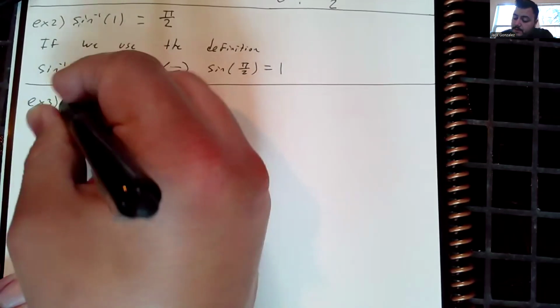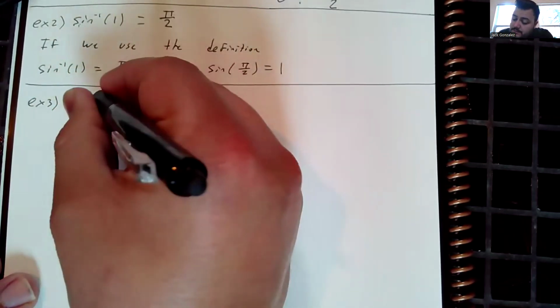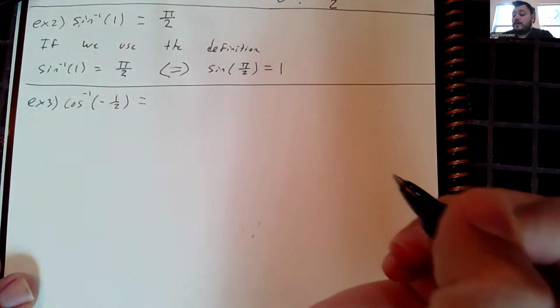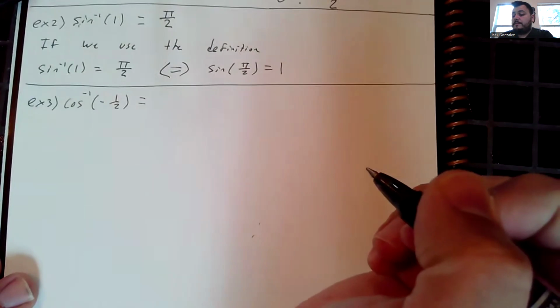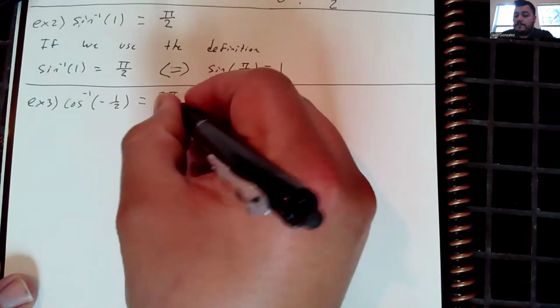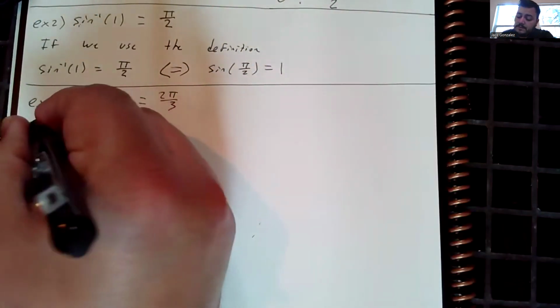Example 3. Again, I'm getting this angle from the circle. Cosine inverse of negative half. Look at your circle. That will be 2 pi over 3.